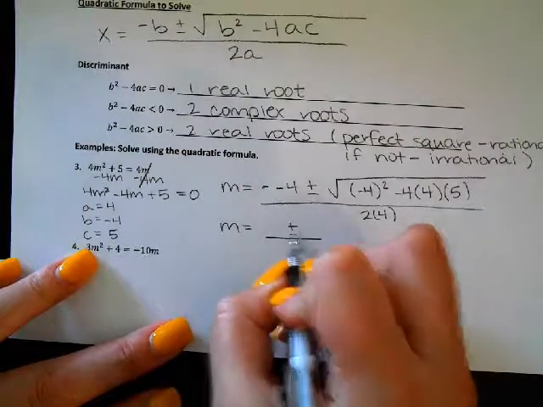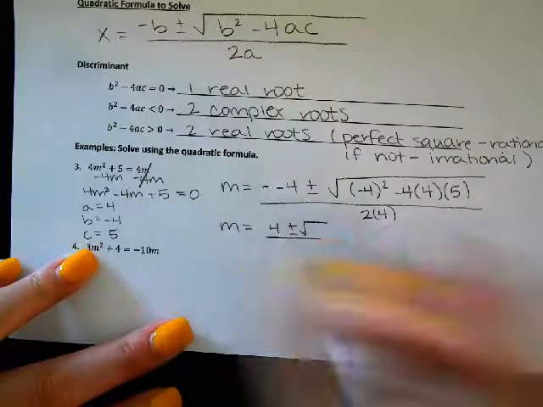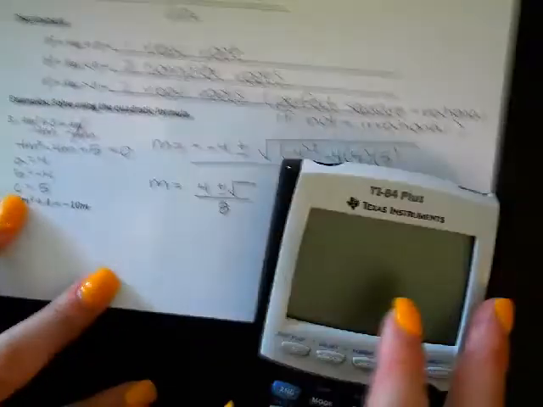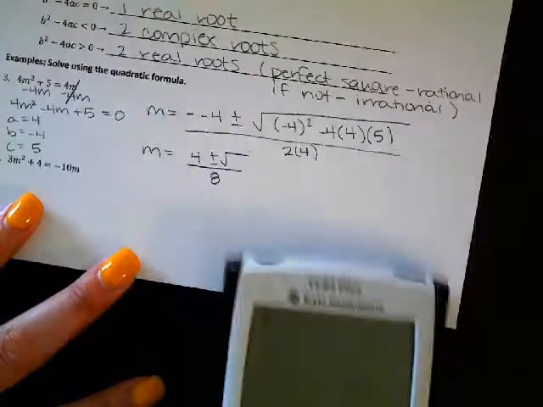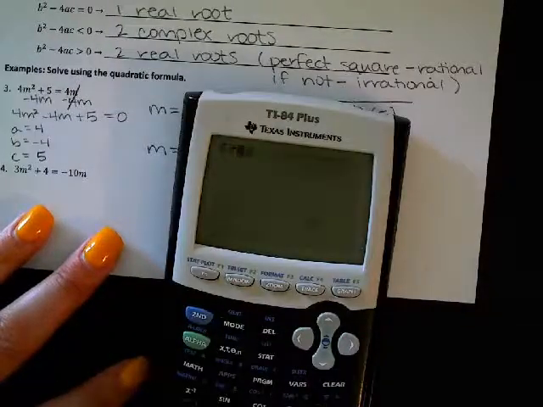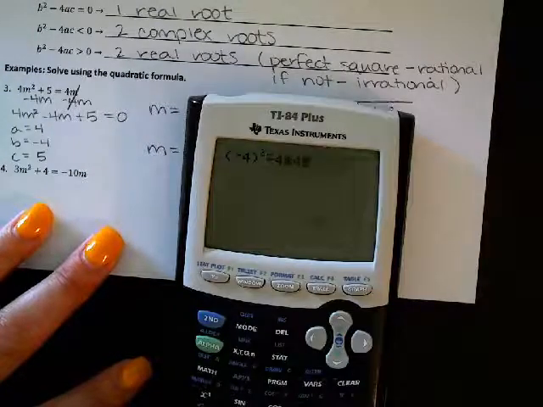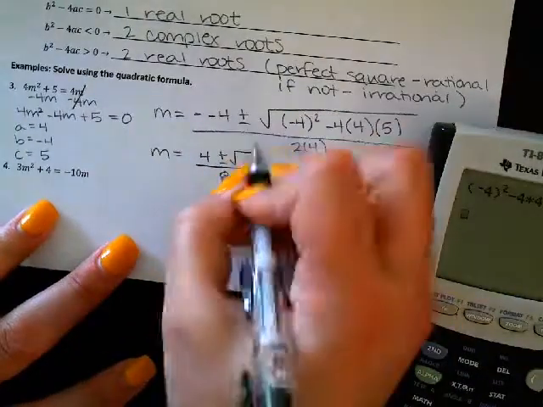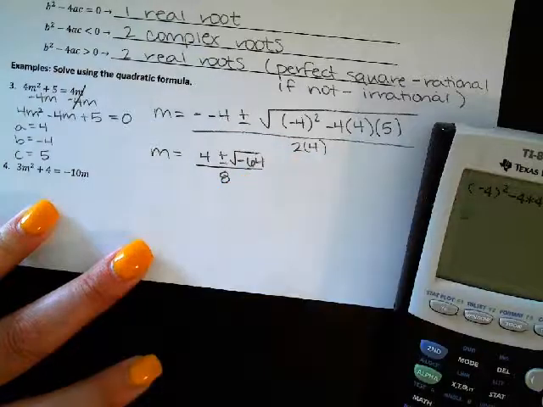So negative of -4 is +4. 2 times 4 is 8. And then I go ahead and I just do the discriminant on the calculator. Notice that I'm not going to plug the square root in because I have the square root written on my paper. So I'm just doing the discriminant, which does not include the square root. It's everything underneath the square root. So my discriminant is -64.